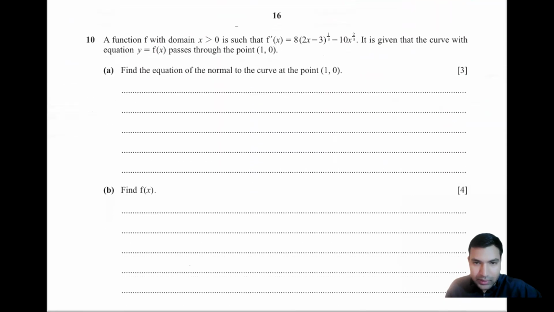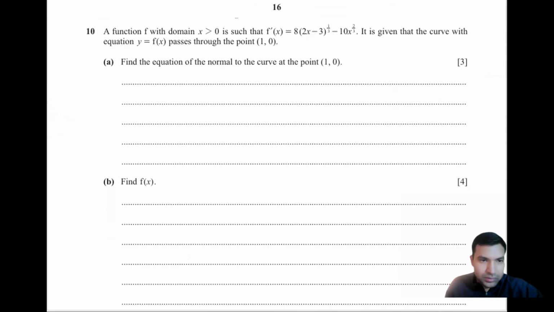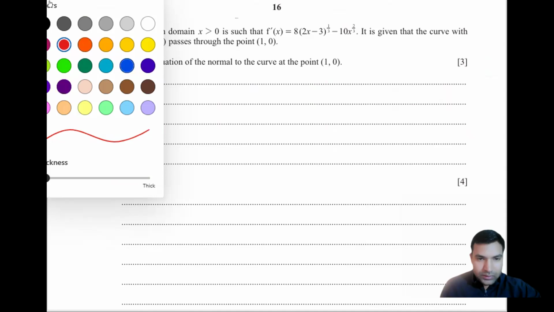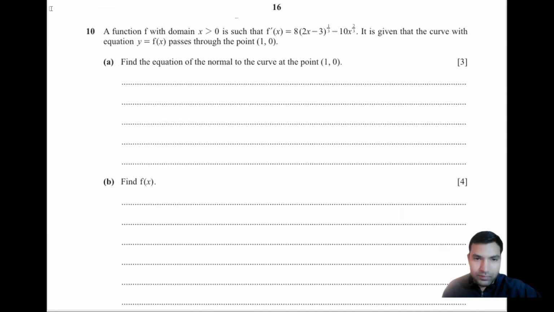Now, coming on to the next question, the last question for this paper. So let's quickly read this. It says the function f with domain x greater than 0, very, very important point, is such that f dash of x is equal to this. It is given that the curve with the equation y equal to f of x passes through the point 1 comma 0. So this is given to us. Find the equation of the normal to the curve at 1 comma 0. Okay, so let's try to do this.